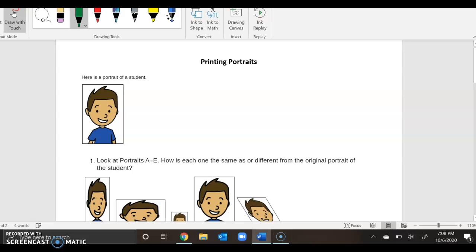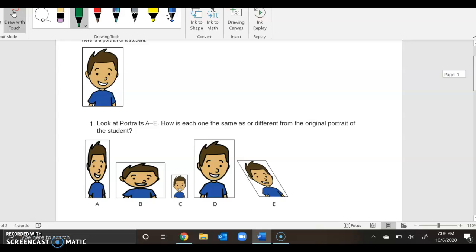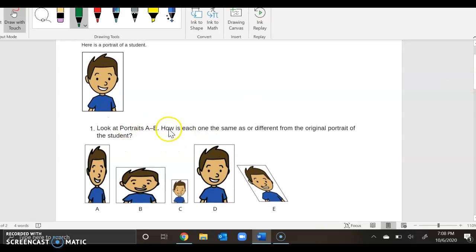So the first thing that we're going to do is we have a picture here of a student, okay? And it says we're going to use portraits A through E to see how each one is the same as or different from the original portrait of our student. So we're going to go through each one individually and compare it to our original photo here.